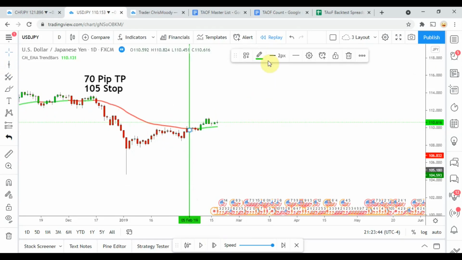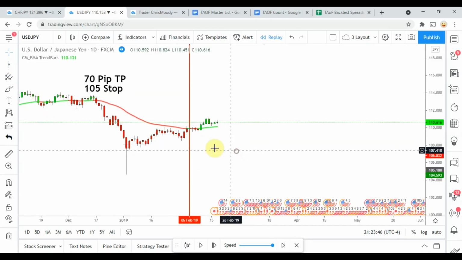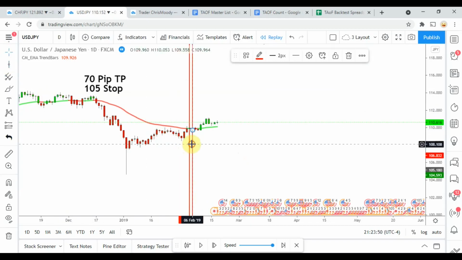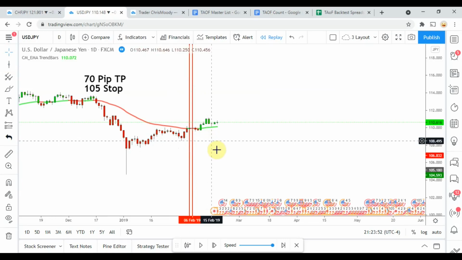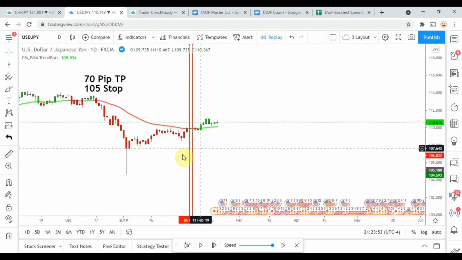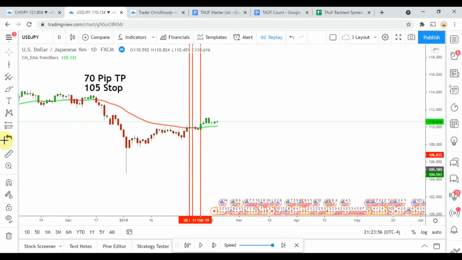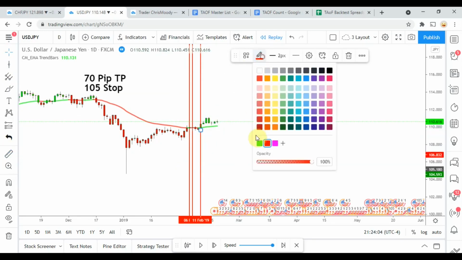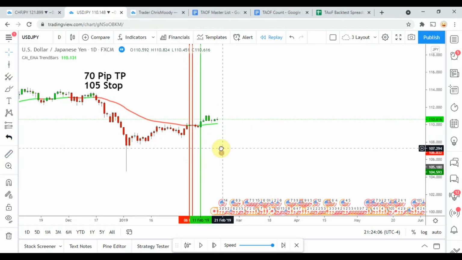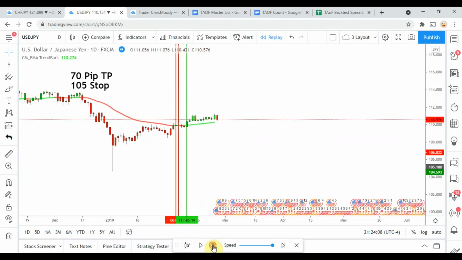All right, we get a first signal right here. That's going to be a long signal, and that one is going to get stopped out pretty quick by a short right there. And then that one's going to get stopped out pretty quickly by a long right there. And it barely gets us to take profit. Continue on with it here.